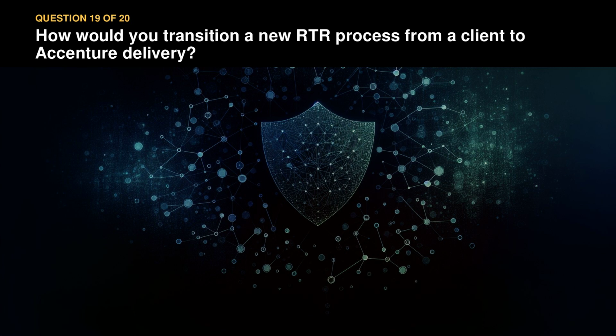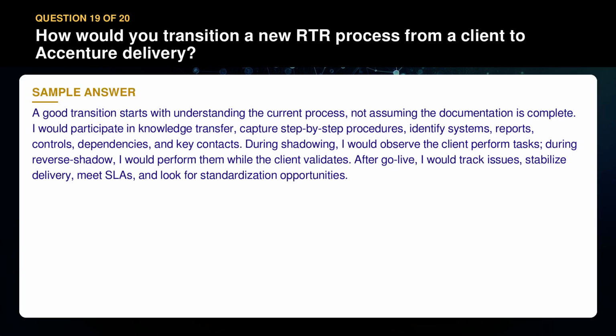Question 19. How would you transition a new RTR process from a client to Accenture delivery? A good transition starts with understanding the current process, not assuming the documentation is complete. I would participate in knowledge transfer, capture step-by-step procedures, identify systems, reports, controls, dependencies, and key contacts. During shadowing, I would observe the client perform tasks. During reverse shadow, I would perform them while the client validates. After go-live, I would track issues, stabilize delivery, meet SLAs, and look for standardization opportunities.